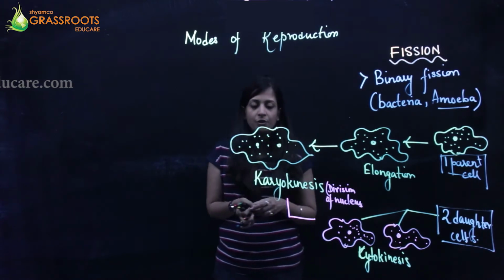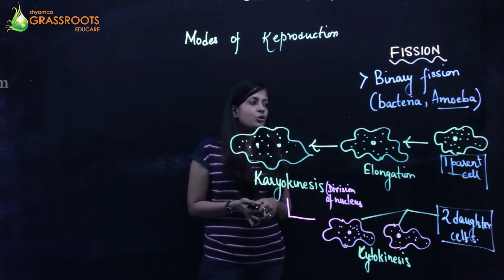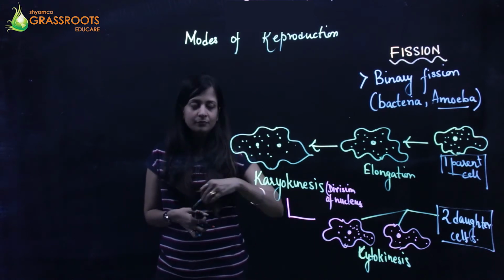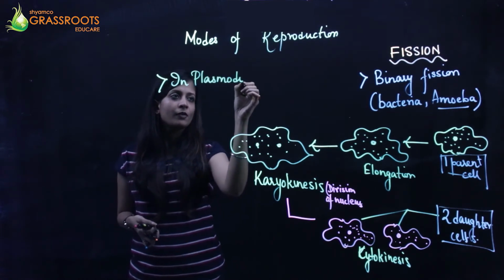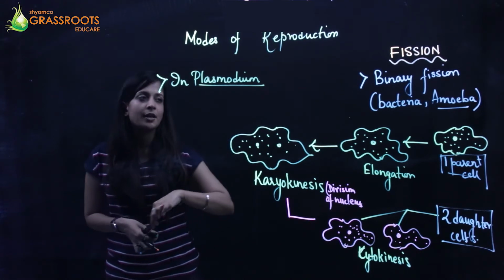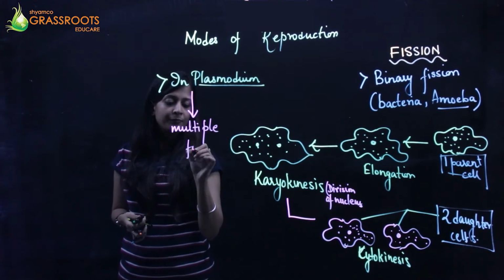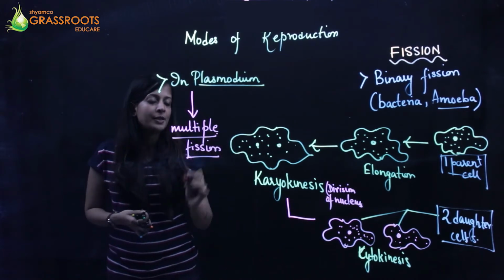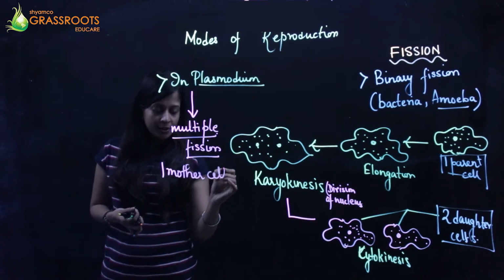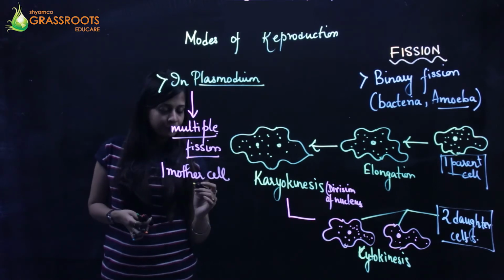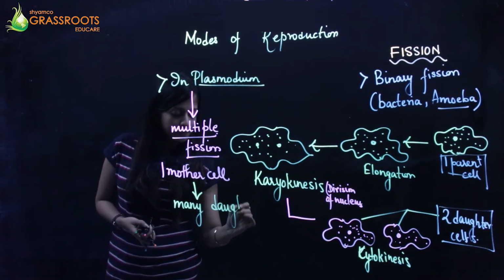Apart from binary fission, there are other groups, for example Plasmodium, which is again a protozoan. Plasmodium, which is a scientific name, so we need to underline it, undergoes multiple fission. In multiple fission, from one mother cell it will give rise to many daughter cells. That's why it is known as multiple fission.